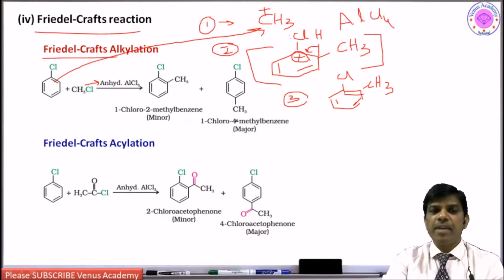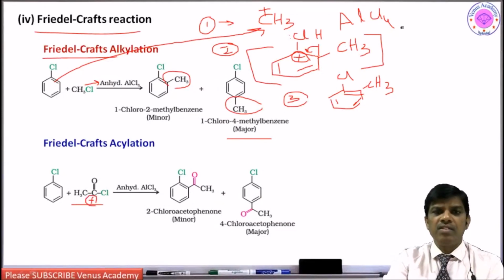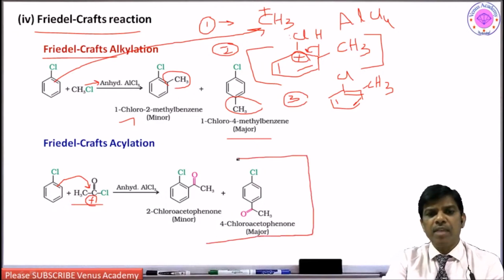Here also what is happening? Para is going to be major, right? So major is para. Acylation also is going to take place. The carbocation is acylium ion. So this chlorine is going to go out, and it is going to react with this double bond. It is going to give ortho and para, and here also para is major.